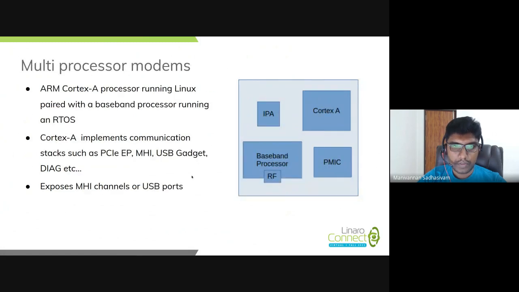And the next one is the multiprocessor modems. These multiprocessor modems consist of an ARM Cortex-A grade processor capable of running Linux kernel, and it's paired with the baseband processor running an RTOS. This Cortex-A grade processor implements the communication stacks such as PCIe endpoint, MHI, modem host interface, USB, DIAG, etc. And this whole multiprocessor modem exposes several MHI channels or USB ports to the host machine. And these channels are used for configuration as well as for the data connectivity by the host.